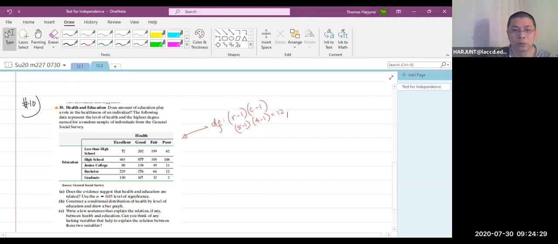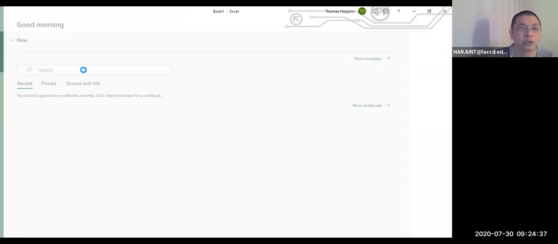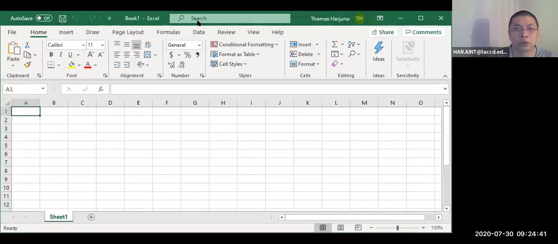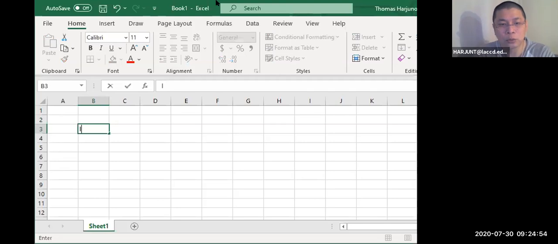To show you how to do it by hand, which is not really by hand because I use Excel. But I use Excel especially because the computation is too tedious to do by hand, such that I'd rather use some software, but at the same time you can see the detail. Okay, so the one here will be the one here, less than high school.